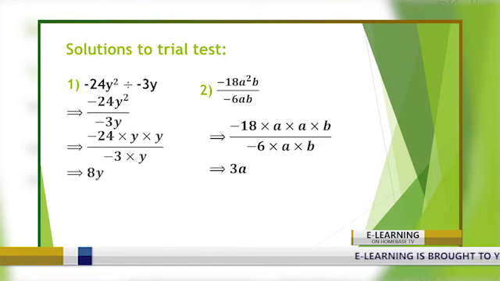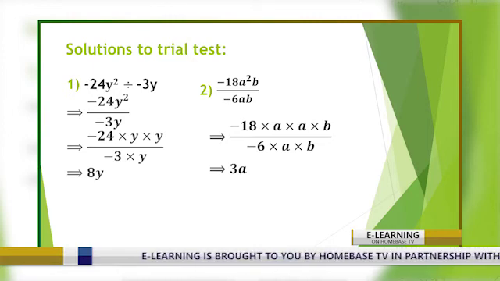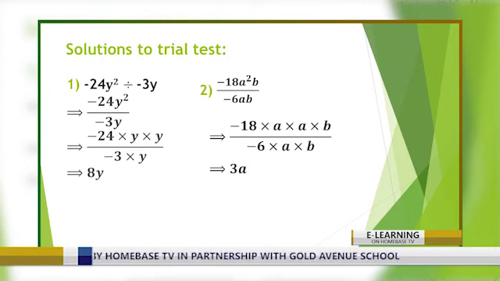The second one, negative 18a squared b, all divided by negative 6ab. So the steps, express them number by number. And the final answer is 3a. Good.